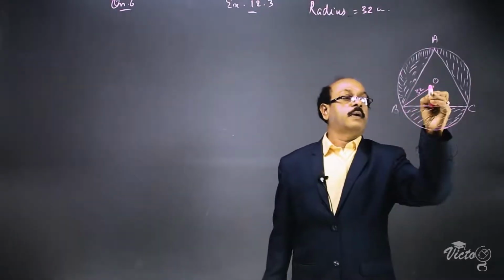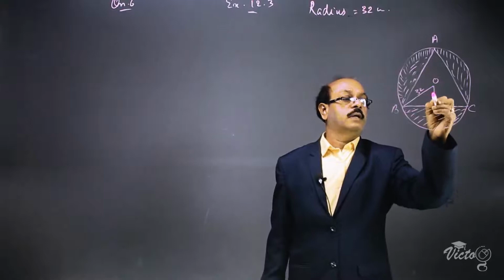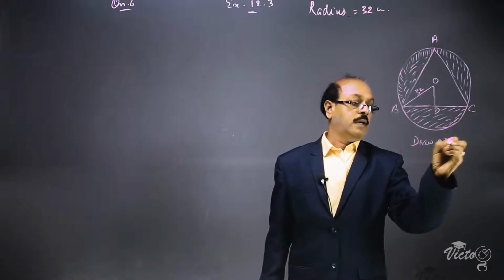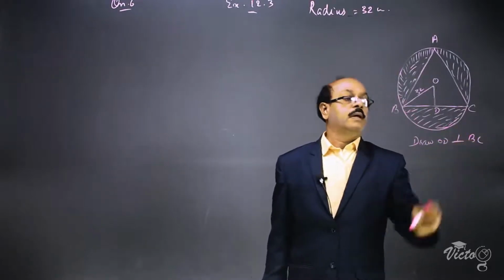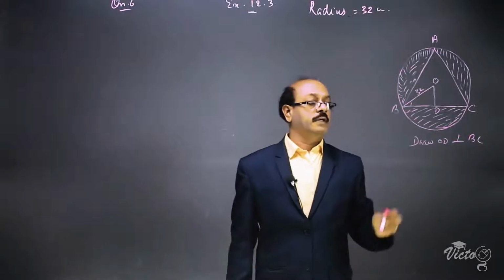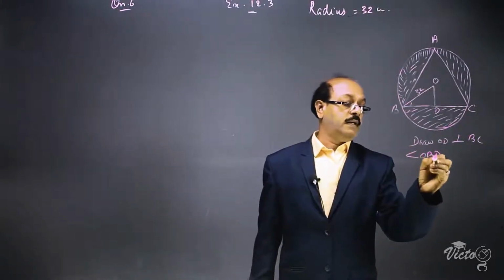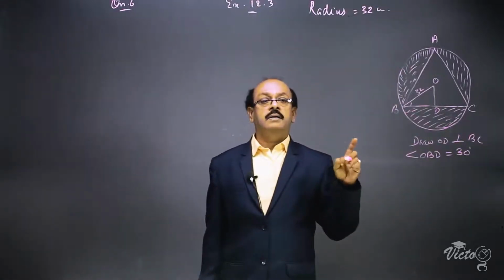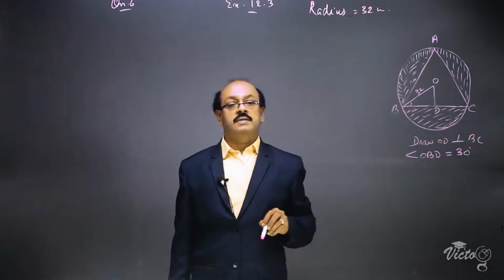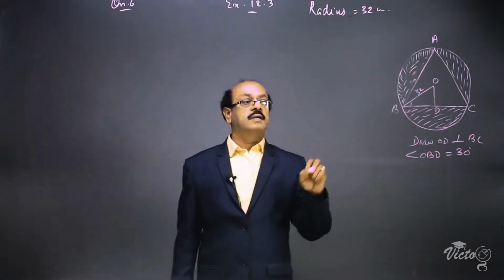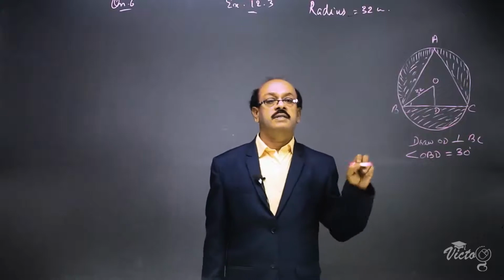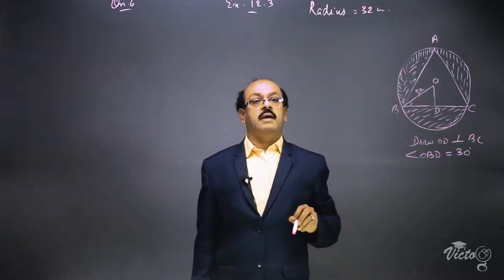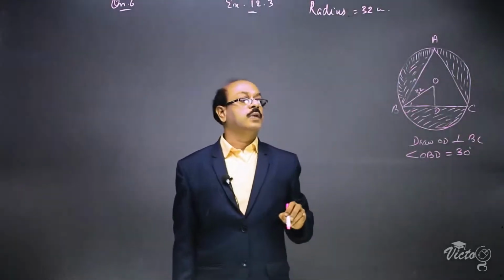Now we are drawing a perpendicular from the center to the chord BC. Let it be OD, perpendicular to BC. Now the value of angle OBD is equal to 30 degrees, because angle A, angle B, angle C, all three angles are equal to 60 degrees since triangle ABC is an equilateral triangle. OB will bisect angle B, so angle OBD is equal to 30 degrees.